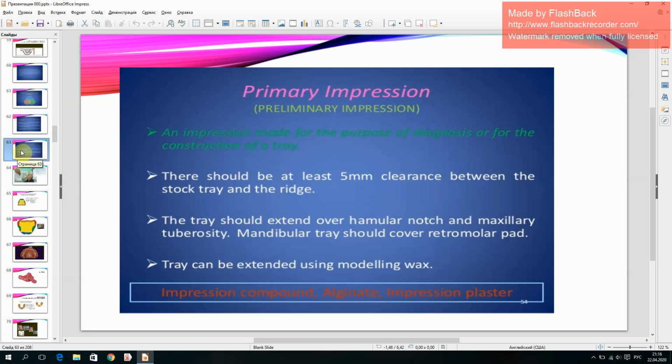Primary impression, preliminary impression: an impression made for the purpose of diagnosis or for the construction of a tray. There should be at least 5 mm clearance between the stock tray and the ridge. The tray should extend over the hamular notch and maxillary tuberosity. Mandibular tray should cover the retromolar pad. Tray can be extended using modeling wax. Impression compound, alginate, impression plaster.